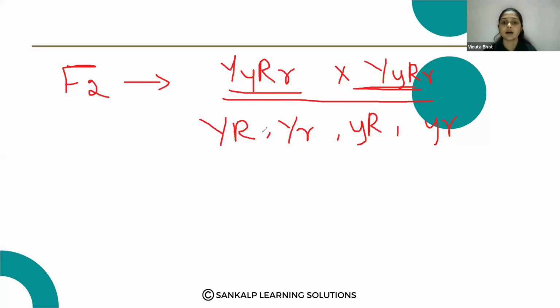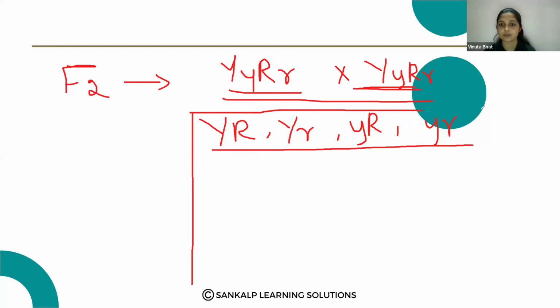So here, to make this process easier, we use the Punnett square, right? Punnett square means we'll find out the F2 generation plants. What are all the plants produced in the F2 generation?